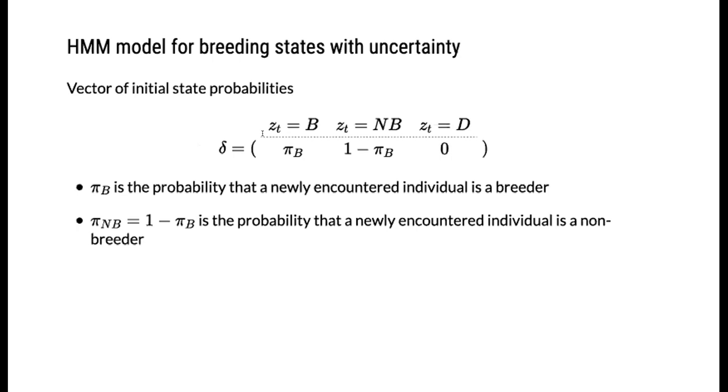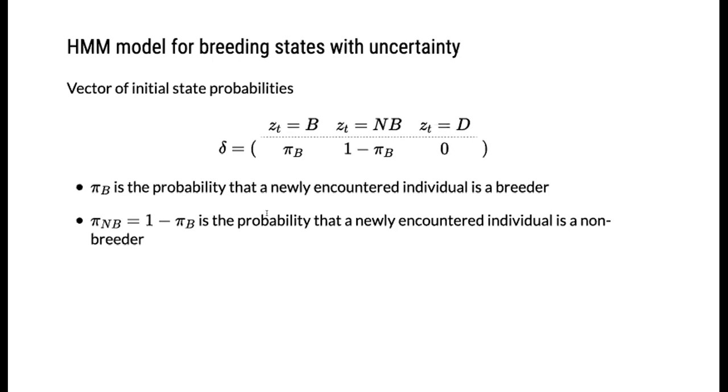This delta here, the probability of initial states: in this case, we need to estimate the probability of being in state breeding or in state non-breeding at the initial state. So we're going to define pi B, the probability that a newly encountered individual at first capture is a breeder, and pi NB, the complementary probability, 1 minus pi B, the probability that a newly encountered individual is a non-breeder.